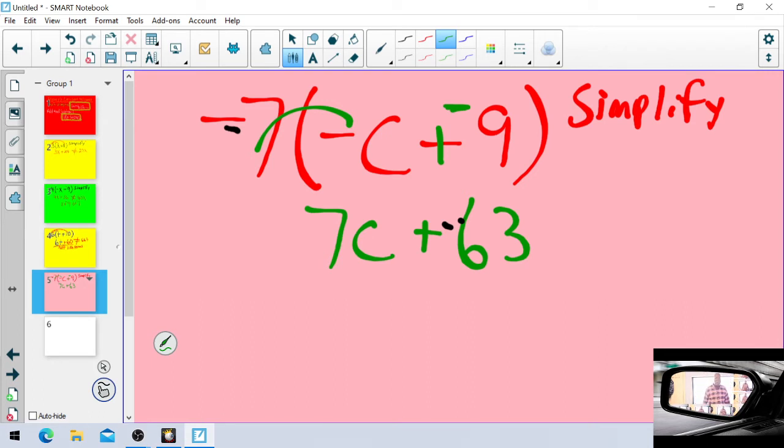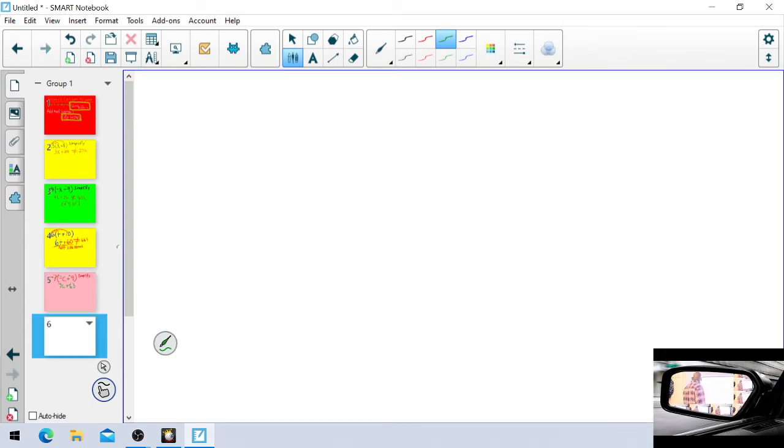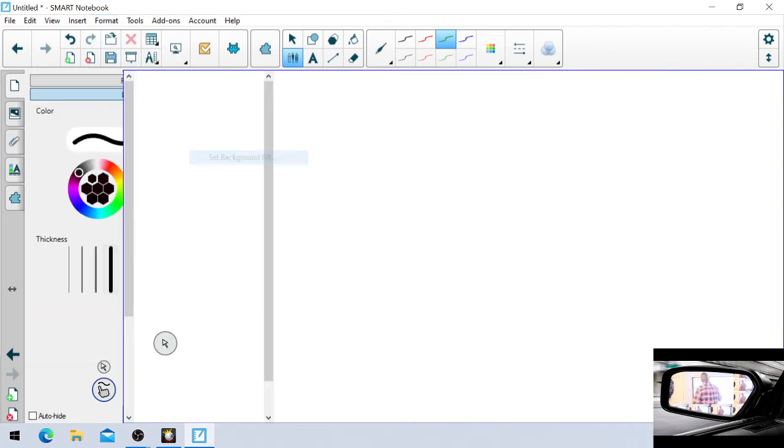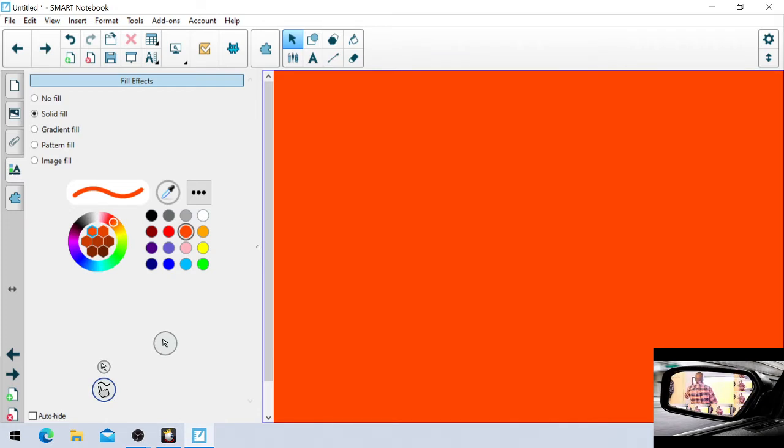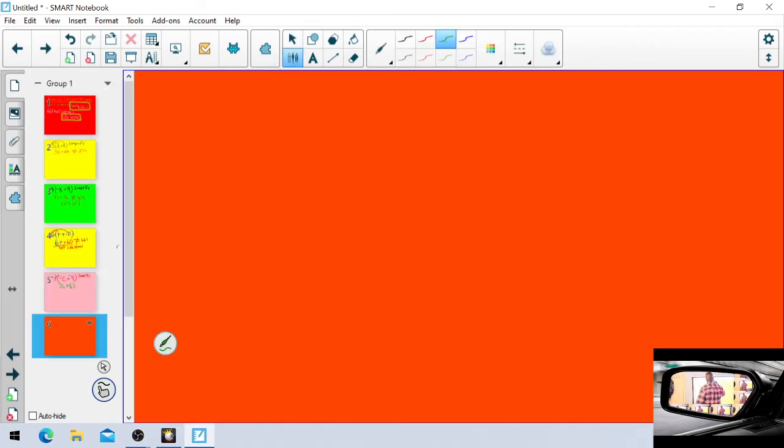It's kind of simple. Multiplying using the distributive property. Simplifying, you're not combining like terms. Now we're going to get into combining like terms. Combining like terms, boys and girls. Here we go. Come on. There we go. Combining like terms.